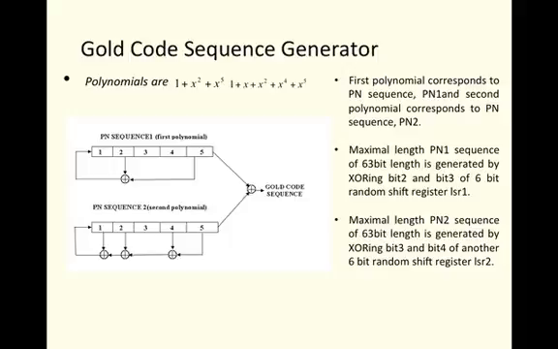The maximum length of the PN1 sequence is 63 bits and is generated by XORing bit 2 and bit 3 of a 6-bit random shift register, LSR1. The maximum length of the PN2 sequence is again 63 bits and is generated by XORing bit 3 and bit 4 of another 6-bit random shift generator register, LSR2.